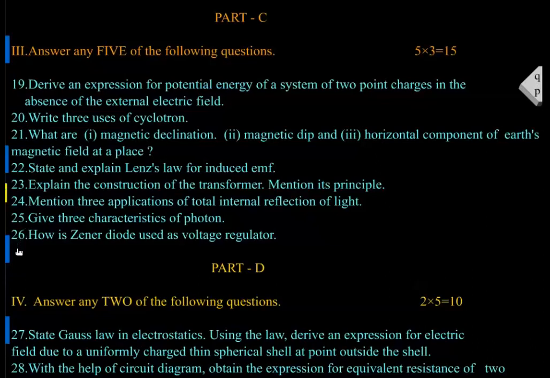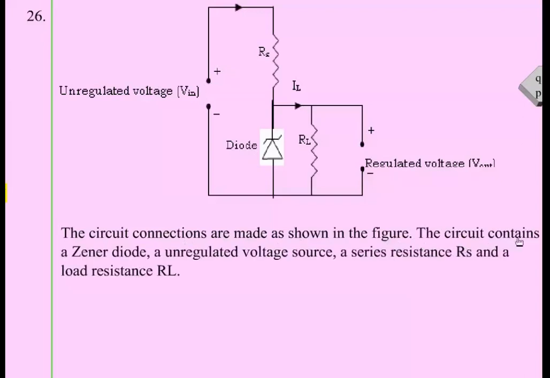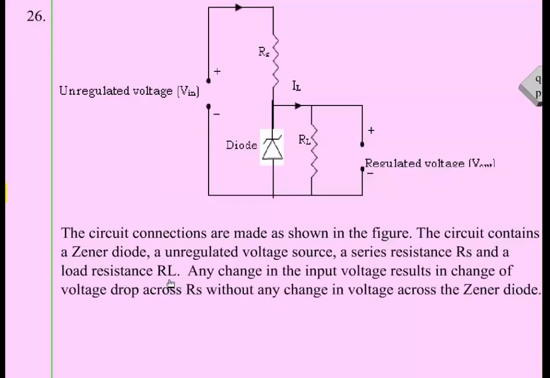For 26th, how is Zener diode used as a voltage regulator? So look here, this is the circuit diagram of the Zener diode. Zener diode is connected in series with some resistance Rs. And between the free end of Rs and the free end of this Zener diode, input is taken. That is unregulated voltage. And of course, the load is connected between the terminals of the Zener diode. The circuit connections are made as shown in the figure. The circuit contains a Zener diode, an unregulated voltage source, a series resistance Rs, and a load resistance RL.